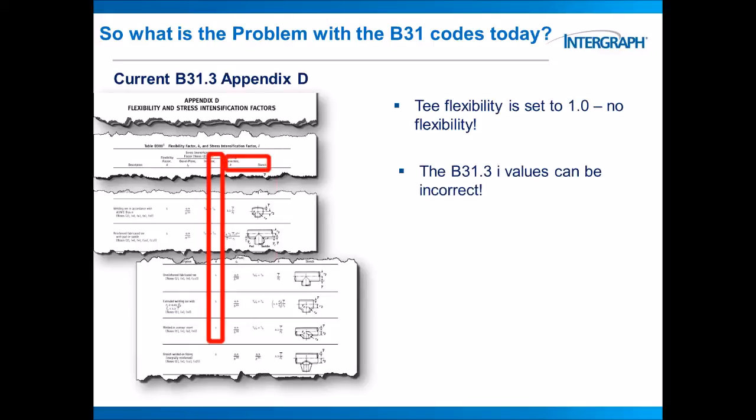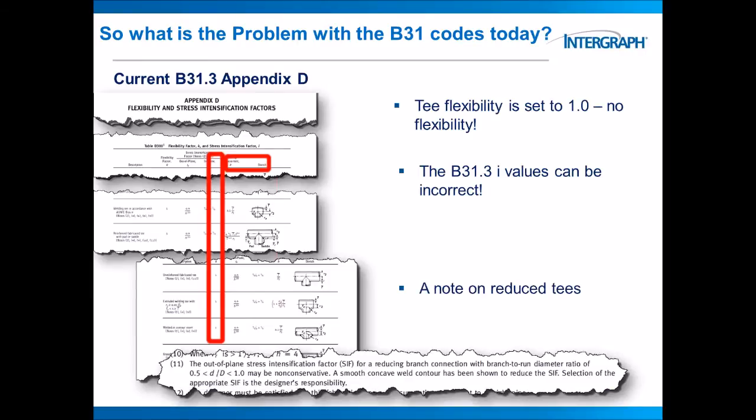Other issues with Appendix D is these stress intensification values can be incorrect. And in fact, here's a note, note 11, which says: the outer plane stress intensification factor for a reducing branch connection with a d over D ratio between 0.5 and 1 may be non-conservative. And the last sentence there, selection of the appropriate SIF is the designer's responsibility. So the code there is also acknowledging that in some instances your stress intensification factor may be non-conservative.